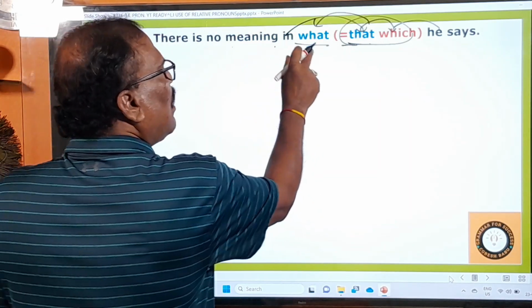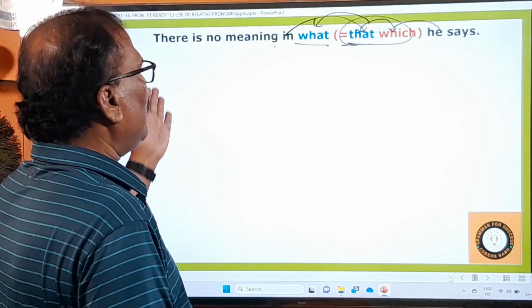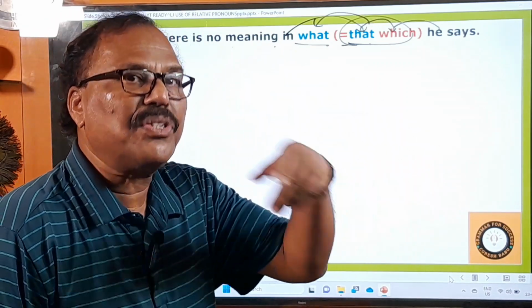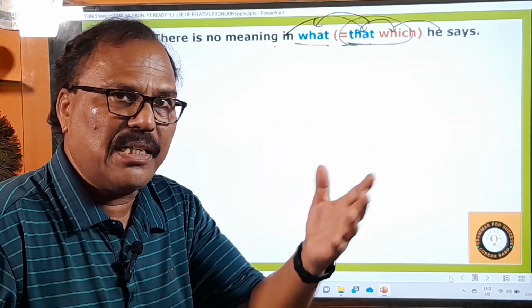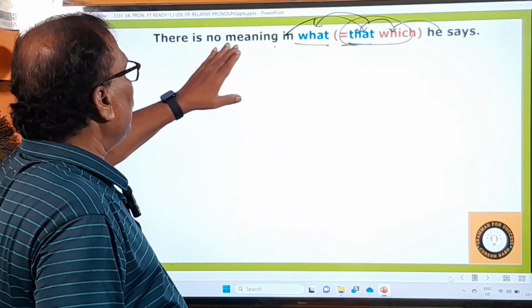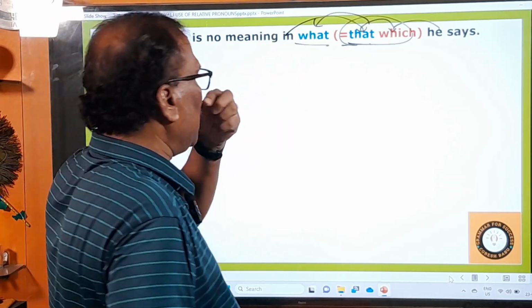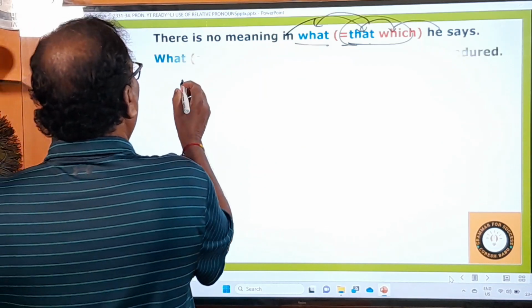There's no meaning in what he says. You need not say "there's no meaning in that which you say". That lengthy sentence you should not adopt, but you have to simply say, there's no meaning in what he says. That's okay. And you go to the next one.